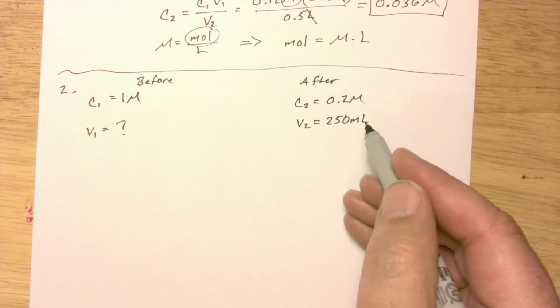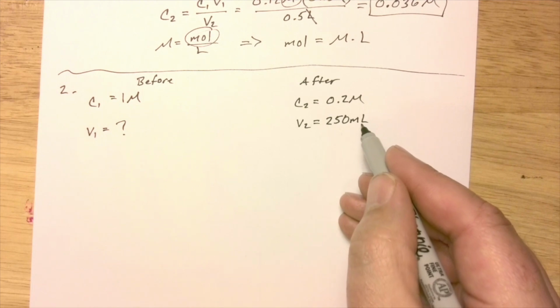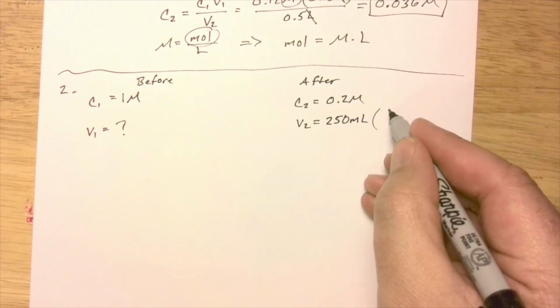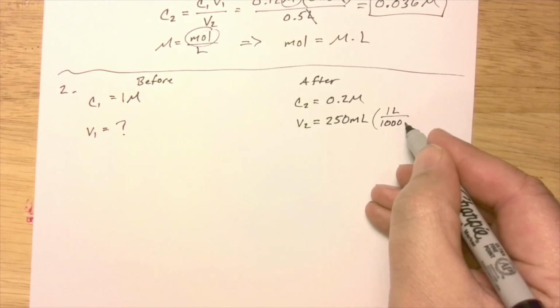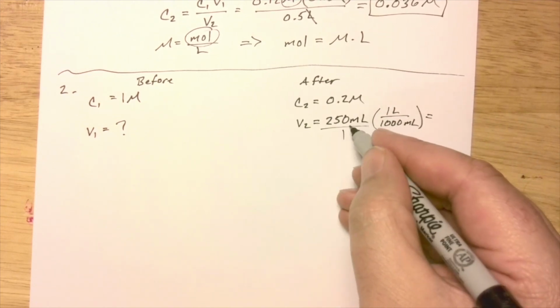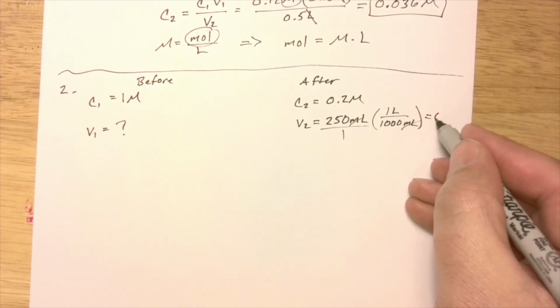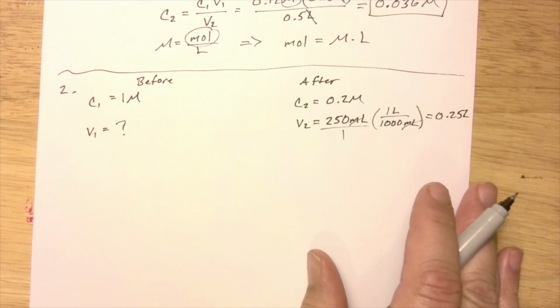And again, if you look at the units of this, you have milliliters. We need this in the unit of liters. So 1 liter is equal to 1,000 milliliters. This is all over 1. This way milliliters will cancel out. 250 times 1 divided by 1,000 is 0.25 liters.